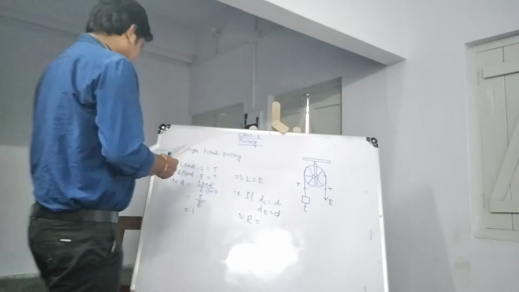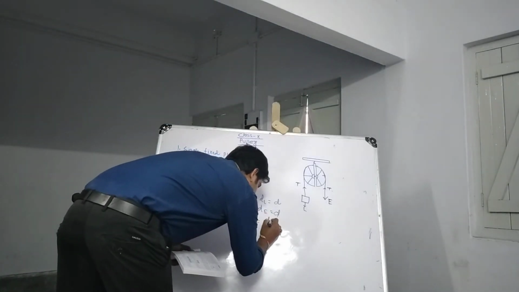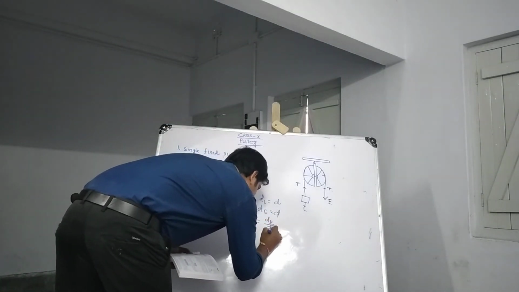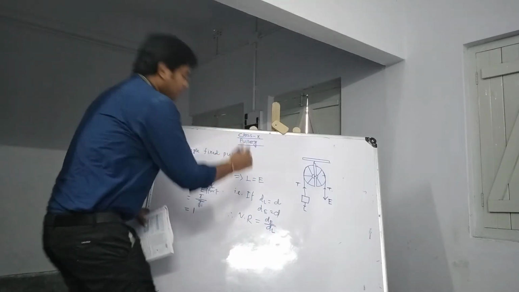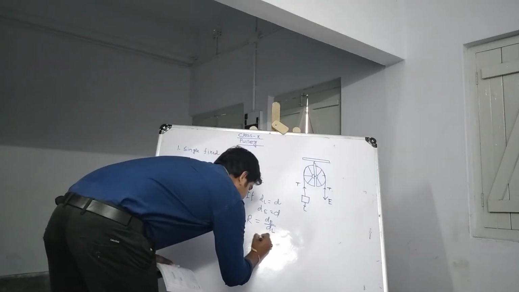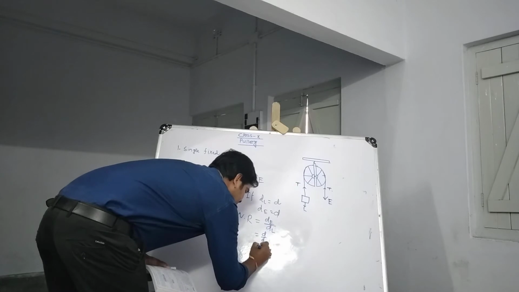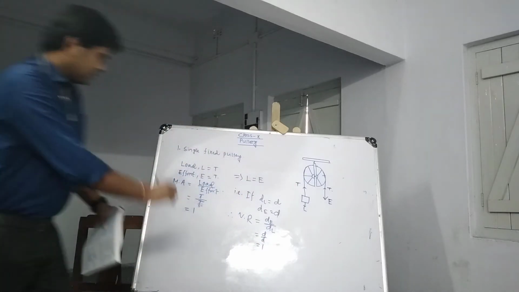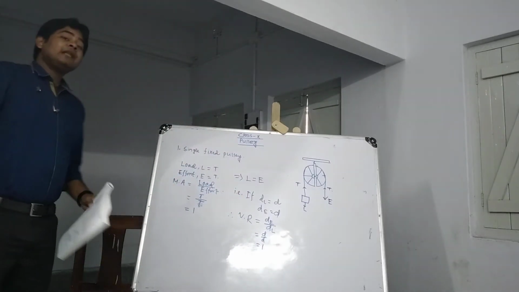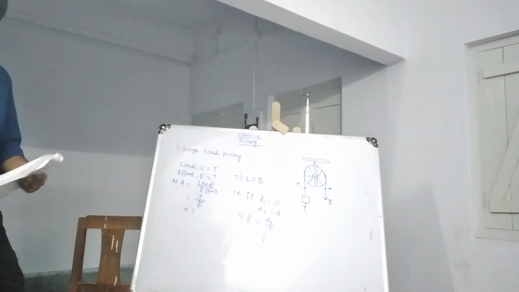Okay, so we can write that dE divided by dL. Here, both the dE and dL are the same, that is d by d. We can write 1. So the velocity ratio of a single fixed pulley is 1.